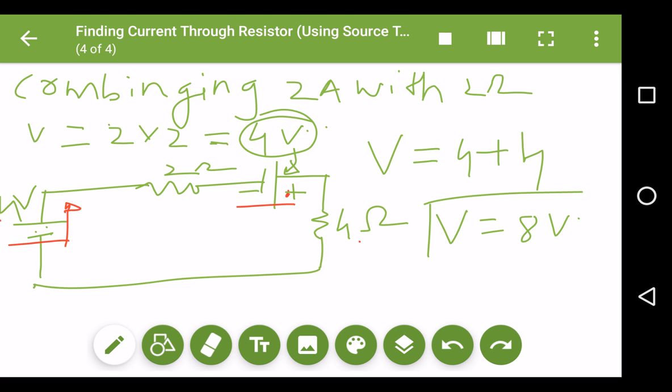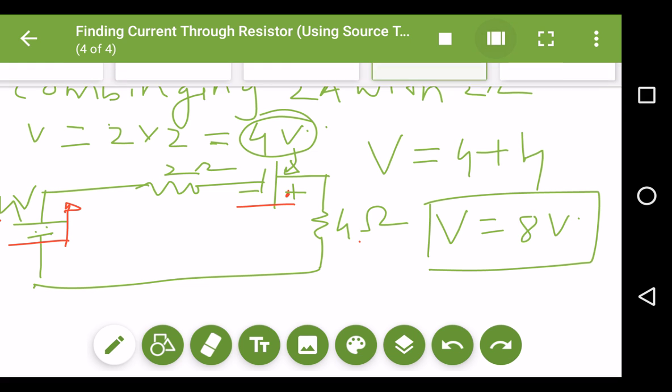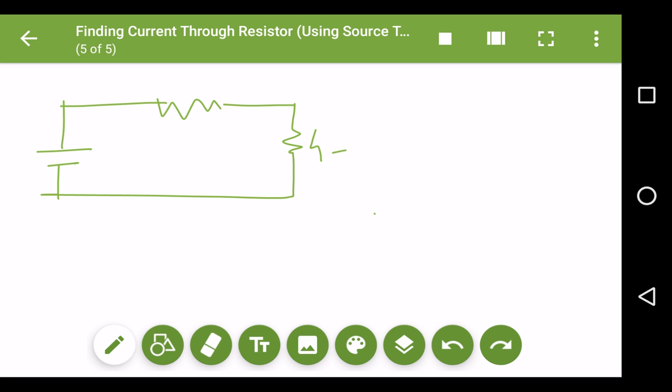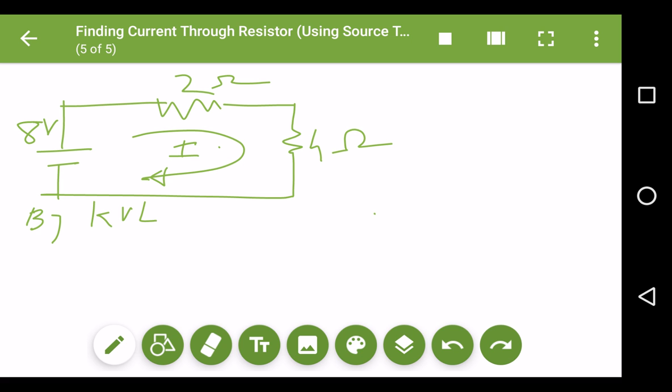Okay, so this is my total voltage, and my final diagram will look like this, that is the total voltage, my 4 ohm resistance, this is 2 ohm resistance, and this is 8 volt. Now I will find the current I by using mesh analysis, or by saying, apply KVL. By KVL, we can find the current in this loop.